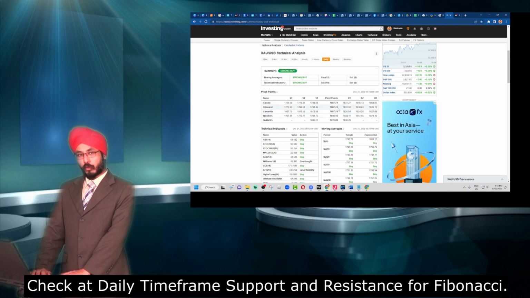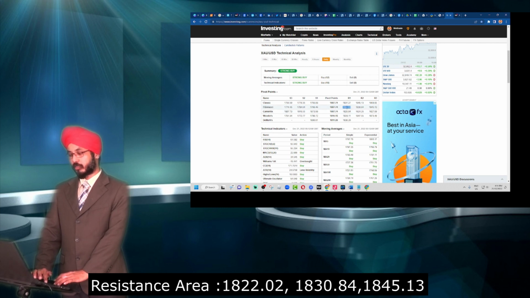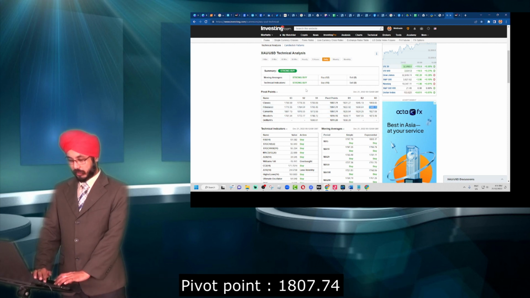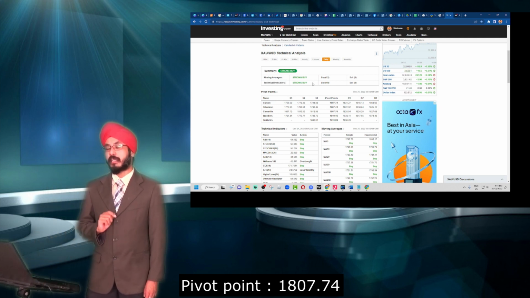we have 3 support points and also 3 resistance points based on Fibonacci. We have the first support point at 1793.46, support 2 at 1784.64, and support 3 at 1770.35, and all this is based on Fibonacci. Resistance 1 is at 1822.02, resistance 2 is 1830.84, and resistance 3 is 1845.13.